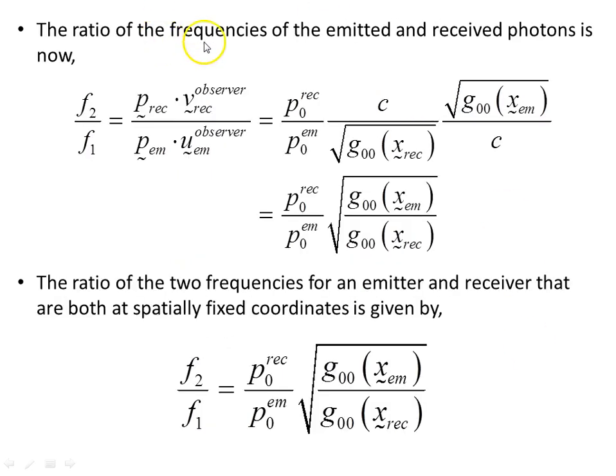Now, the ratio of the frequency of the emitted and received photons, f2 and f1, is this object over that, which is, now we can replace the observer u by these relations respectively, and that gives us this expression here, p0 received over p0 emitted times the square root of this object. Now the ratio of the two frequencies for an emitter and receiver that are both at spatially fixed coordinates is given by this object here. So there's our first major result.